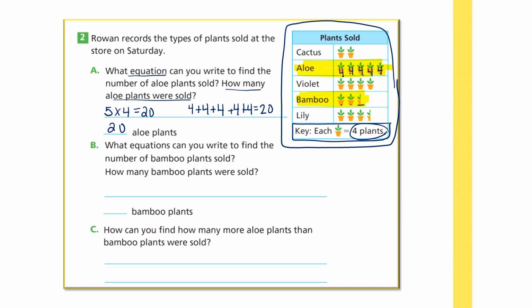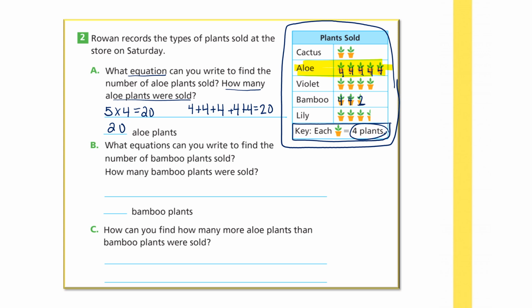What do you think that could mean when I'm only showing half of a bamboo plant or half of a picture? Well, it's probably going to equal half of the value in my key. So I'm going to go ahead and label these. So I know that each whole flower pot is worth 4 plants. And if I only have half of a flower pot, what is half of 4? Well, if I take 4 and I put it into 2 equal groups, each group is worth 2. So half of 4 is worth 2.